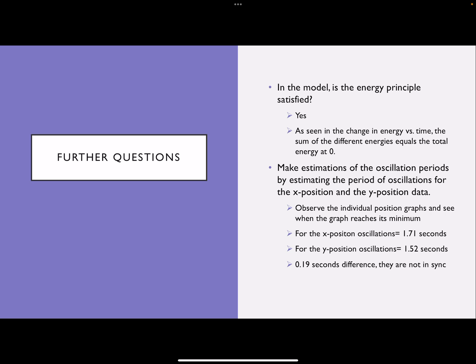We also made estimations of the oscillation periods by estimating the period of oscillations for the x position and the y position data. This was made by observing the individual position graphs. For the x position oscillation time, it was 1.71 seconds. For the y, it was 1.52. And this is a 0.19 second difference. So they are not in sync, which is a little strange, but it does make sense.